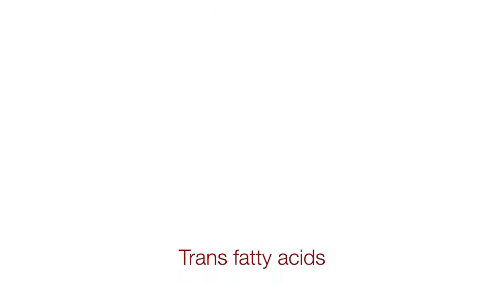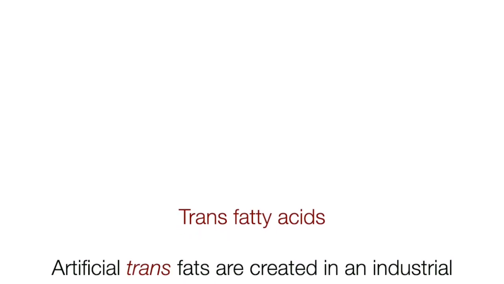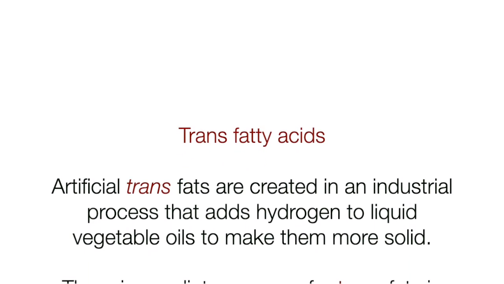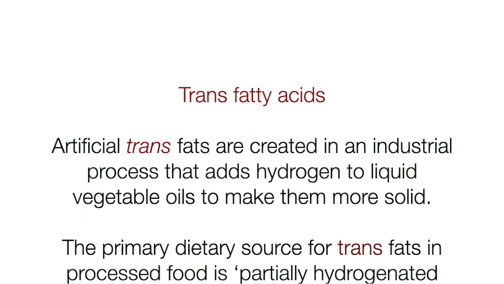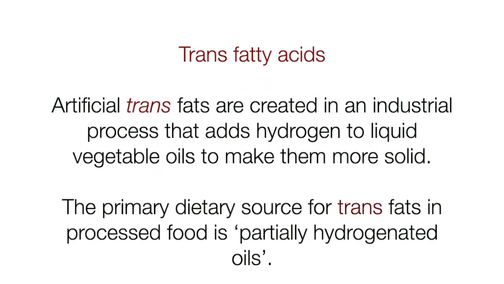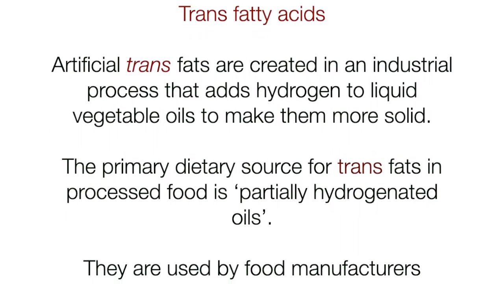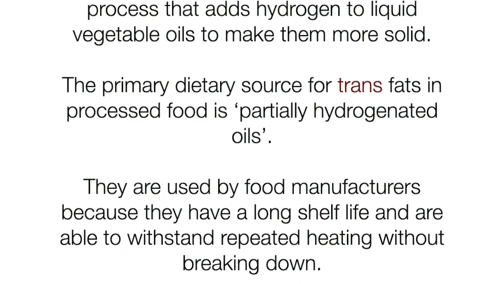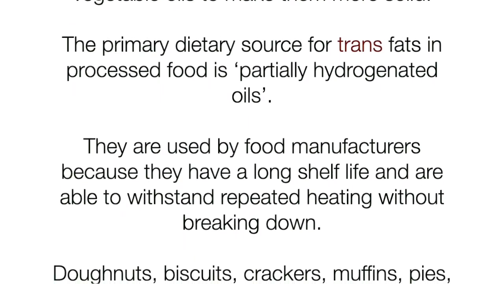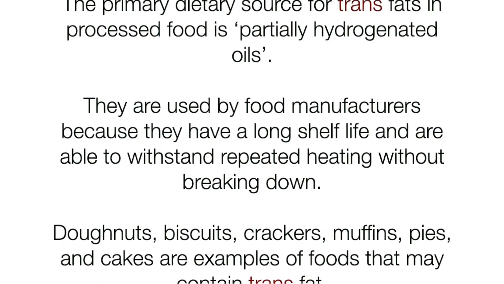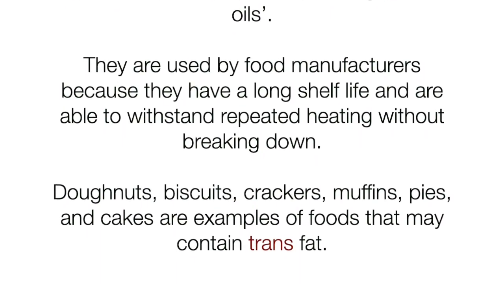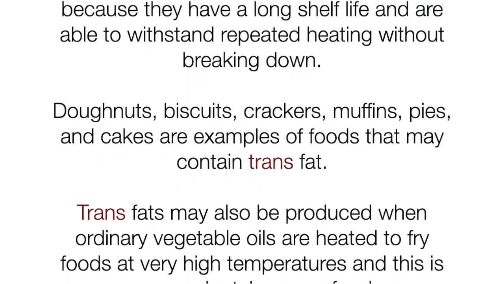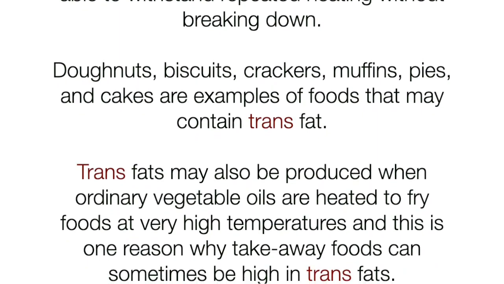Trans fatty acids. Artificial trans fats are created in an industrial process that adds hydrogen to liquid vegetable oils to make them more solid. The primary dietary source for trans fats in processed foods is so-called partially hydrogenated oils. They are used by food manufacturers because they have a long shelf life and are able to withstand repeated heating without breaking down. Donuts, biscuits, crackers, muffins, pies, and cakes are examples of foods that may contain trans fat.